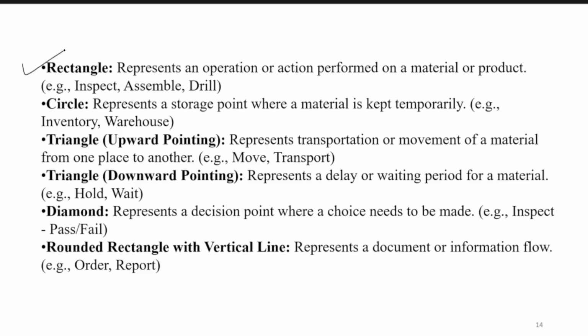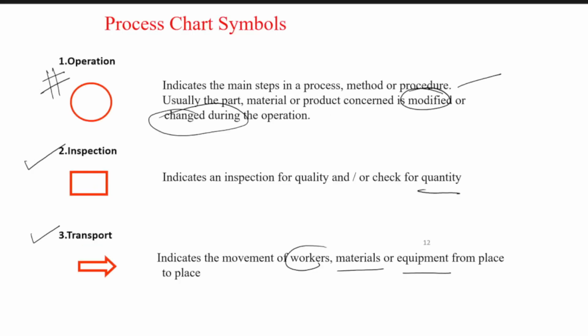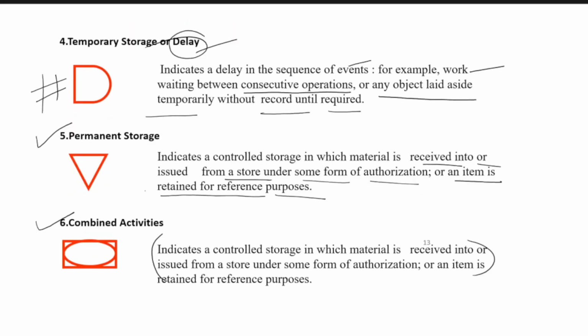A rectangle represents operation or action performed on a material or product: inspection, assemble, drill. A circle represents a storage point where the material is kept temporarily: inventory, warehouse.